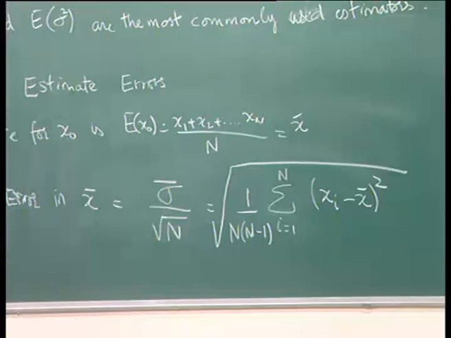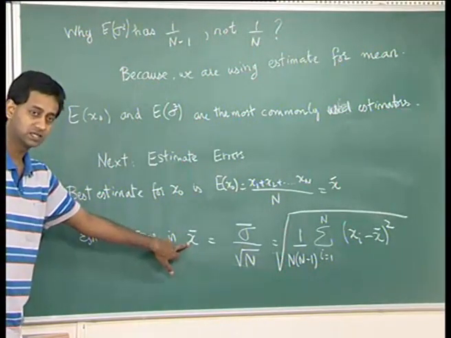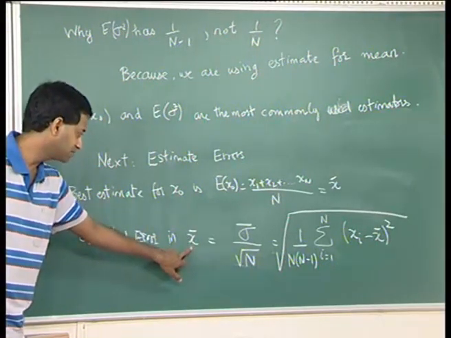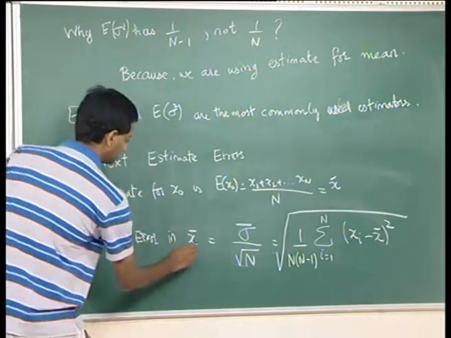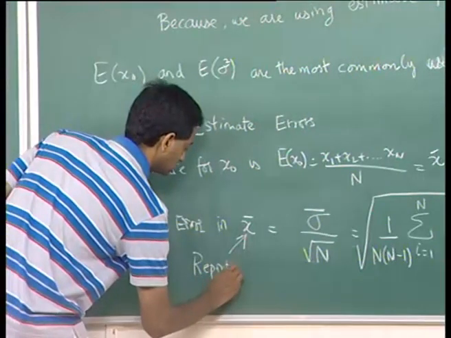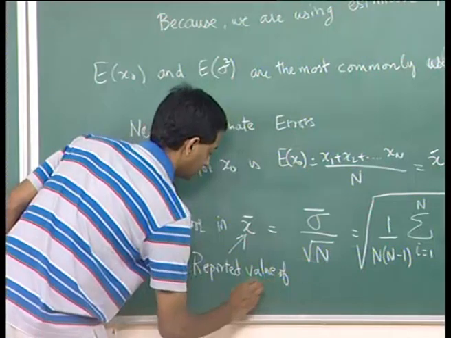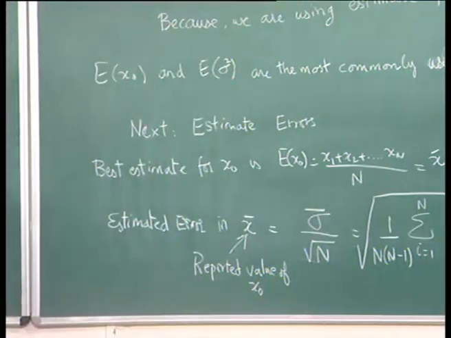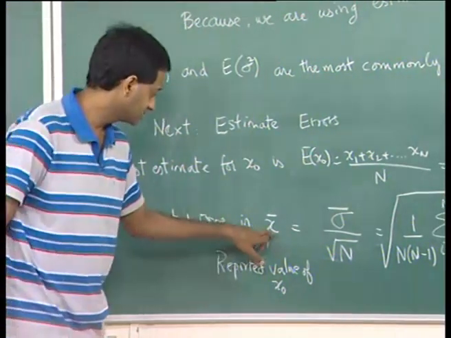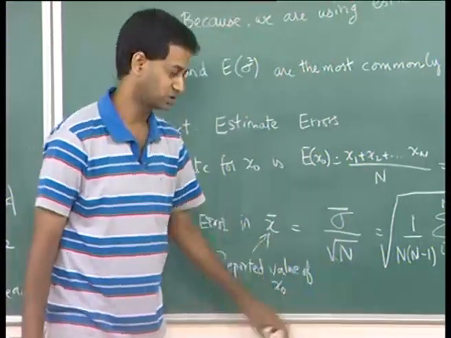Okay, so the error estimate in x bar, this is the error estimate in the reported mean value. This will typically be the reported value of x0. So this is the error estimate in x bar, in the reported value of x0. This is sigma bar divided by square root of n.